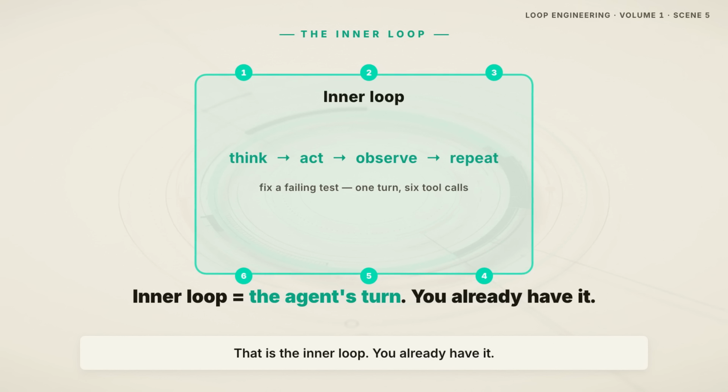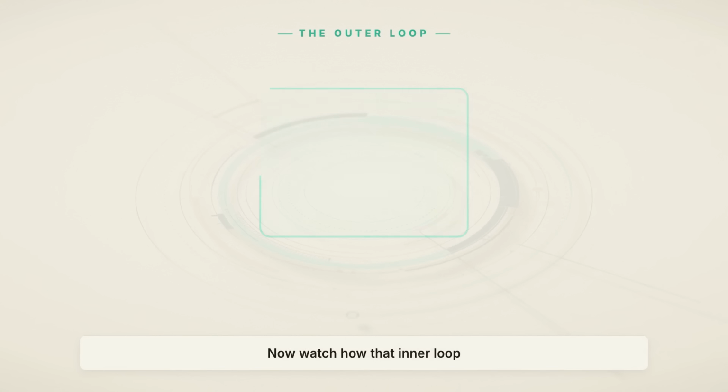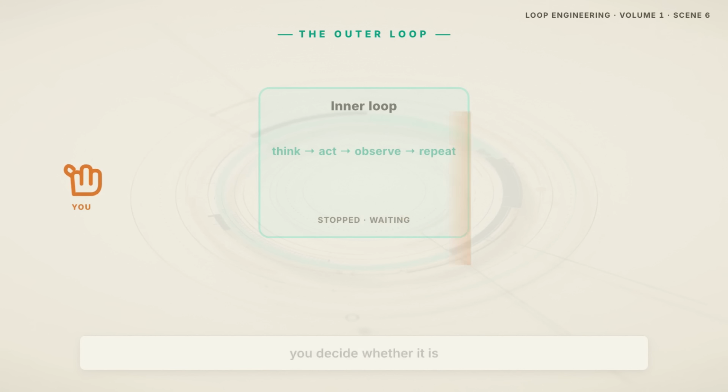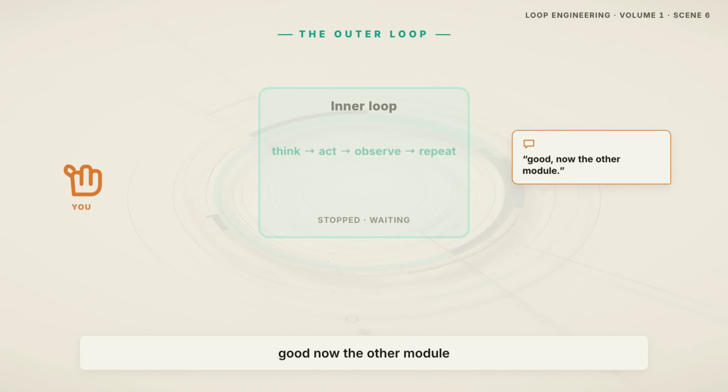You already have it. It is exactly what your AI tool does every time you give it a task, and there is nothing in it for you to build. Now, watch how that inner loop always ends. The agent finishes, announces it is done, and stops, and then it waits for you. You read the output. You decide whether it is genuinely finished or stopped one step short. And you type the next thing. Good, now the other module. Or you miss the empty input case, or just continue.